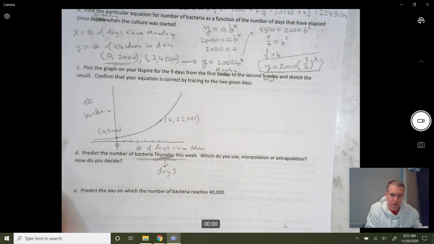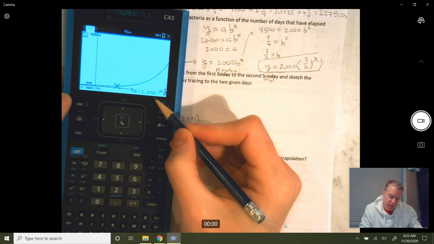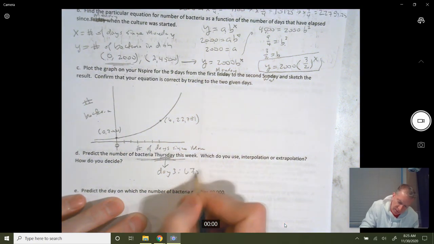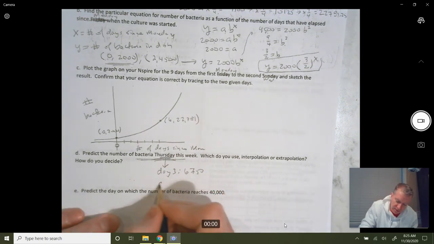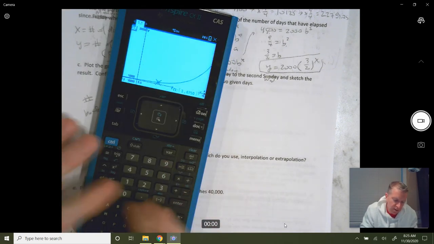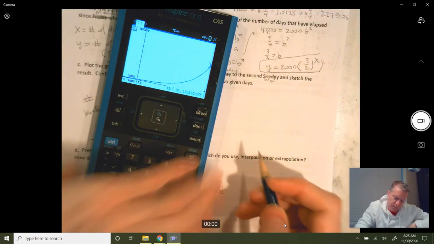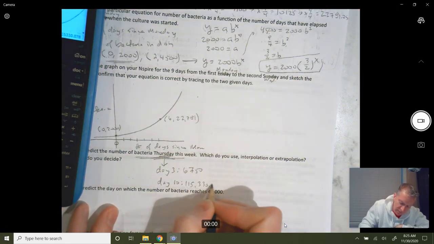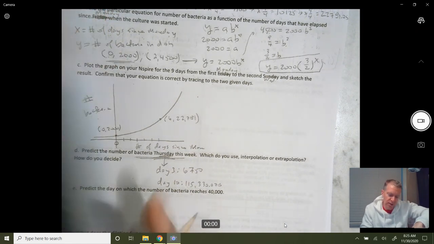So if we want day 3, you're just going to type in a 3, hit enter, 6,750. Okay. If you wanted the following Thursday, well, that would be 7 days later. Day 10, just for fun, let's do that. Day 10. Okay, 115,330.078.